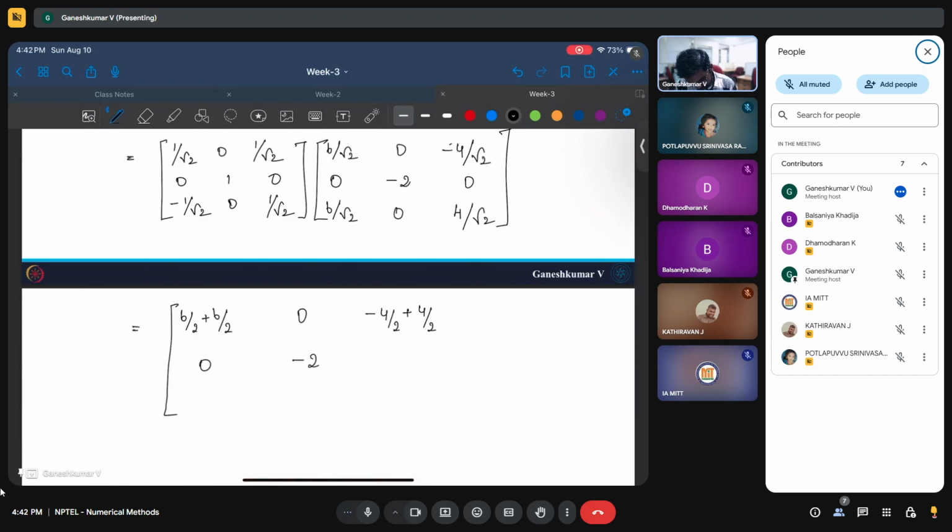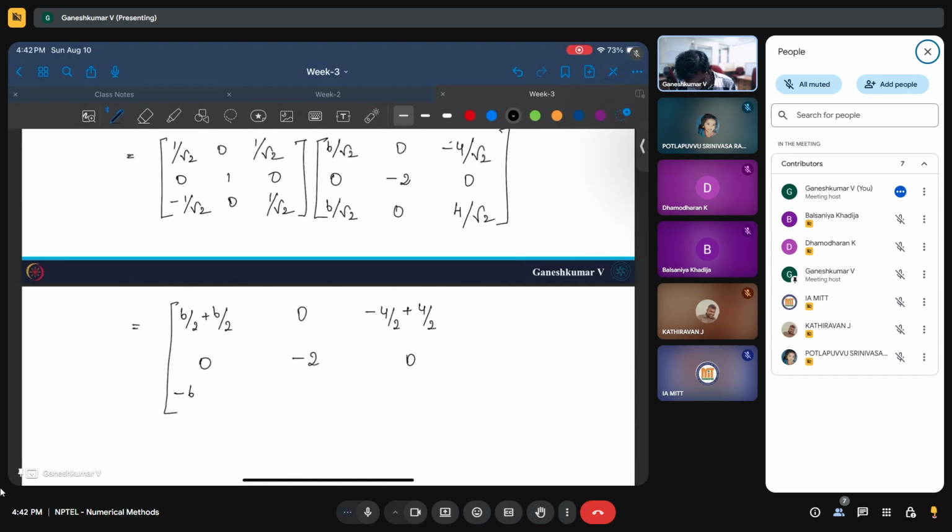This is again 0. And this is minus 6 by 2 plus 6 by 2, so that is going to be 0, and this is 0, and this is 4 by 2 plus 4 by 2. So this is also going to be 0. I'm just replacing it here. This is also going to be 0, and this is 6 by 2 plus 6 by 2, which is 6, and 4 by 2 plus 4 by 2 is 4.